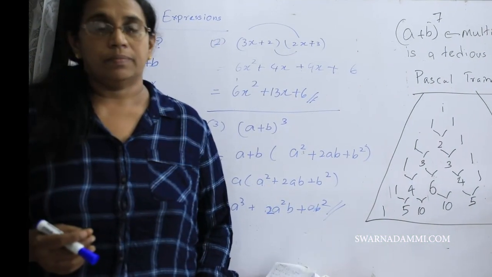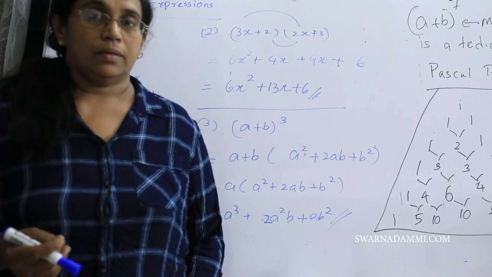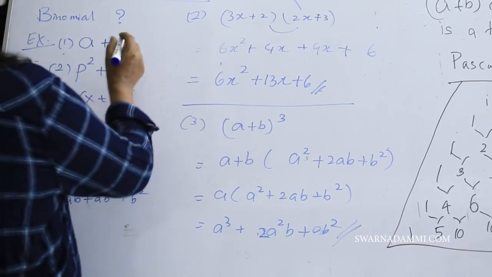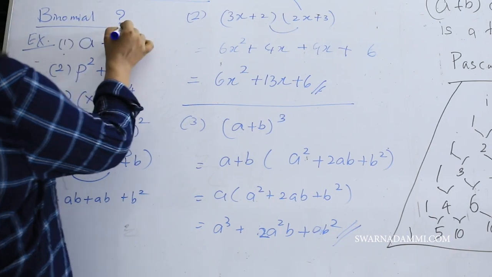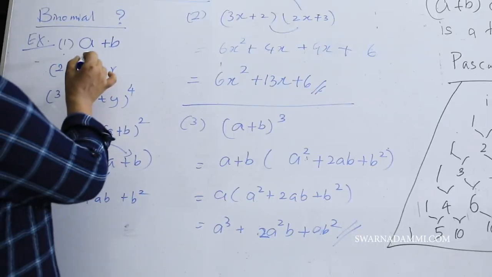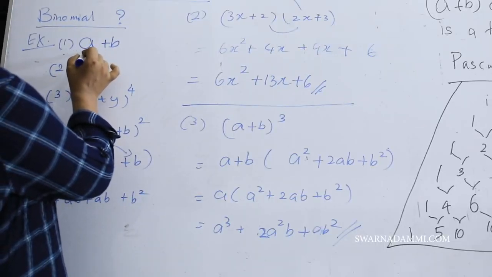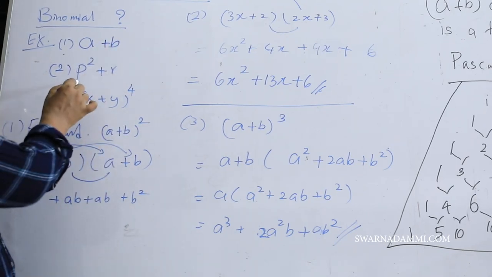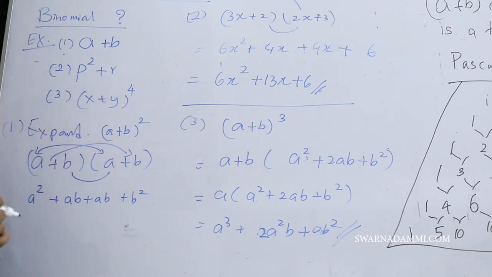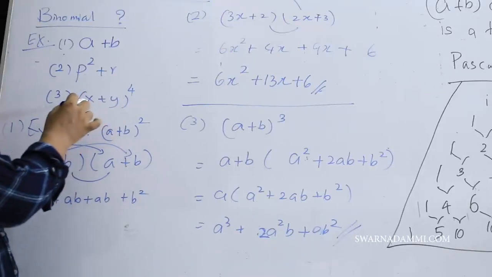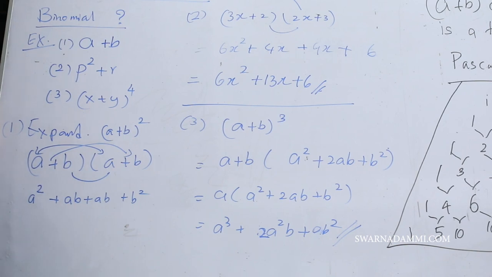What is a binomial? Can you tell me? A binomial is the sum or difference of two terms. Here you can see, a plus b is a binomial. p squared plus r is a binomial. And third one, 4 to the power x plus y is a binomial. You can give many examples of a binomial.